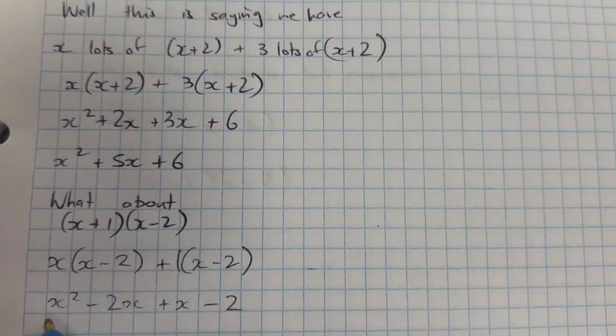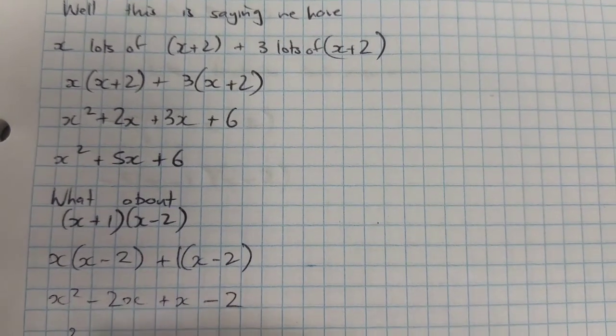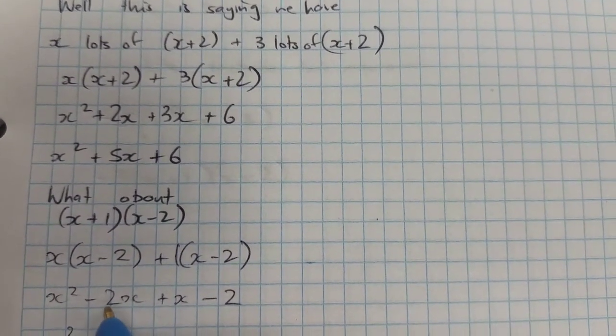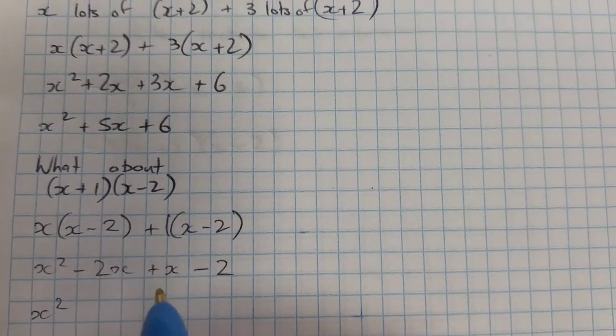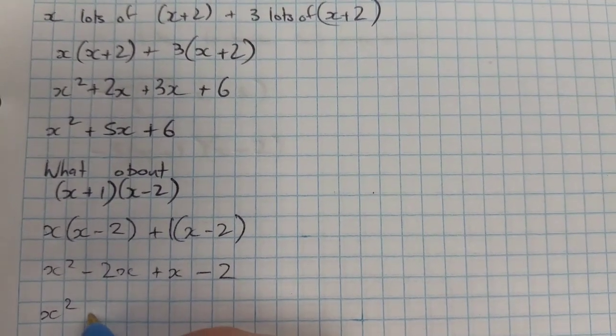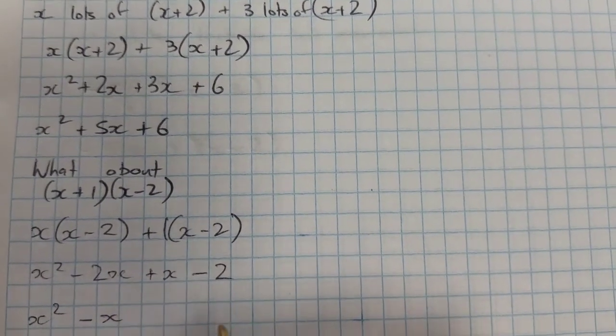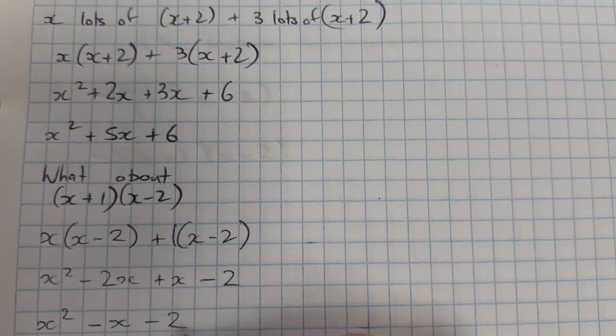We then need to collect like terms. Again, we've only got 1 x to the power 2. We've got a negative 2x plus x. So if we've lost 2x and we find one of them, we're still lost 1x. So take x, and then we've got the take 2.